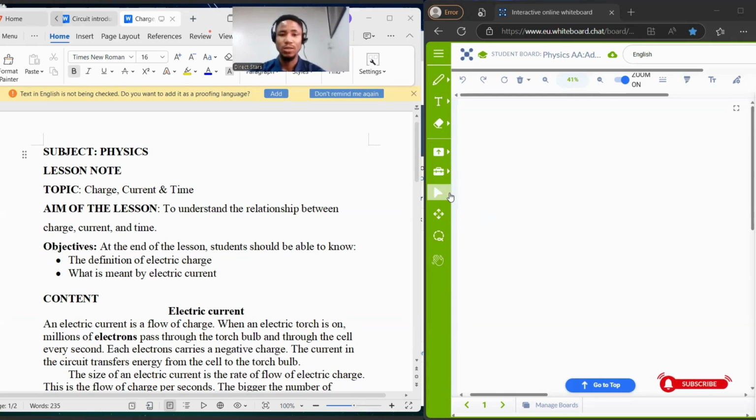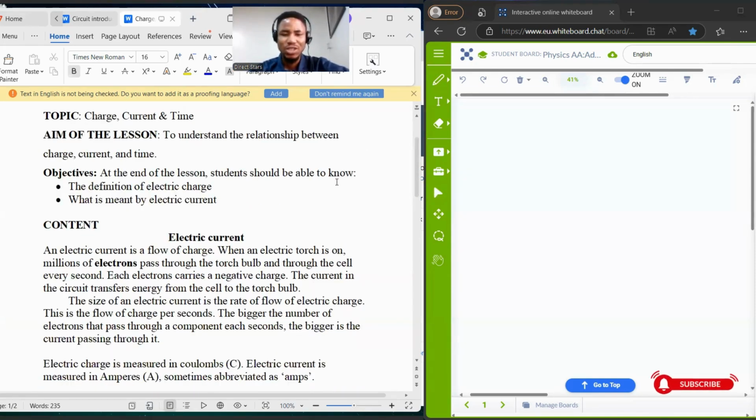The aim of today's lesson is for you to understand the relationship between charge, current, and time. The objective is that at the end of the lesson, you should be able to identify what a charge is, define what a charge is, and state what is meant by electric current. So let's start from electric current before going to charge.